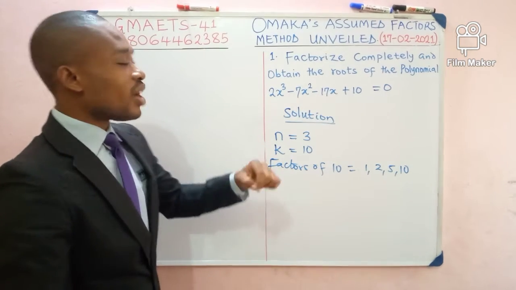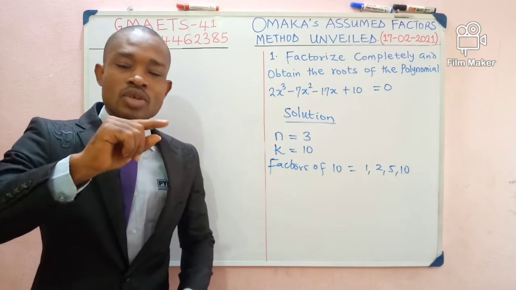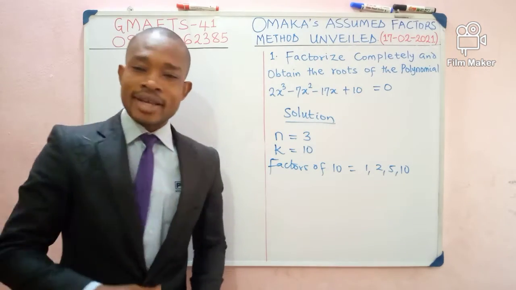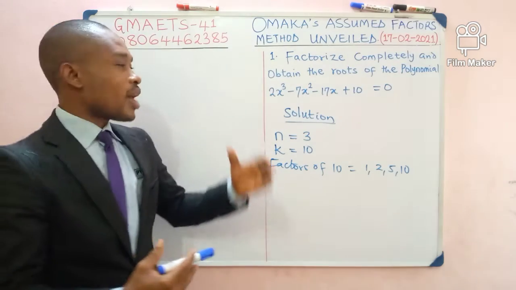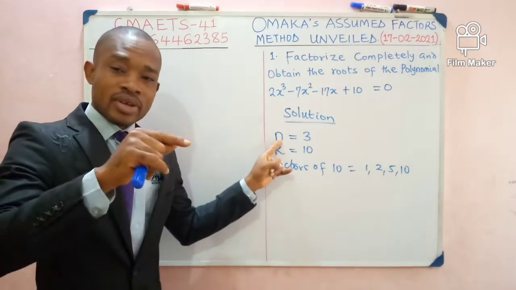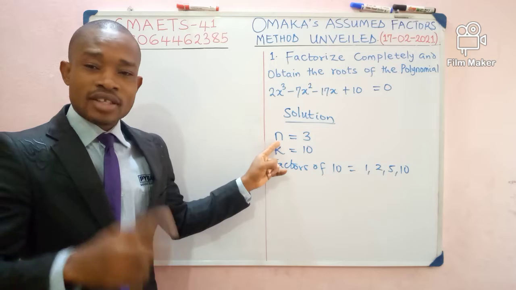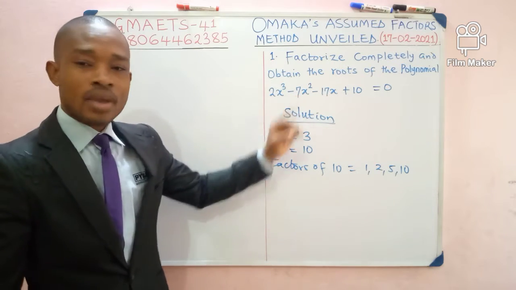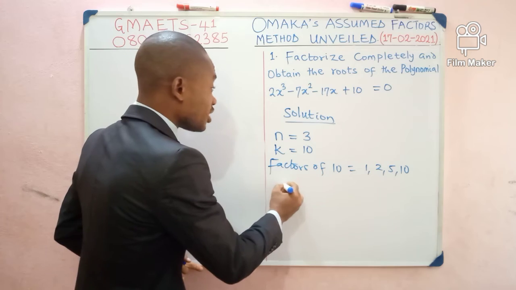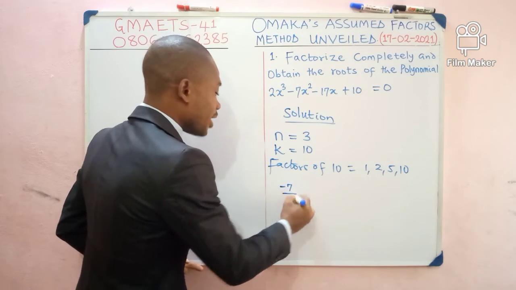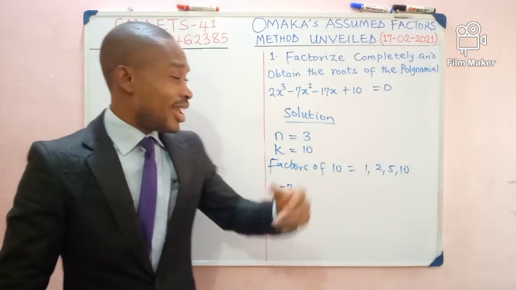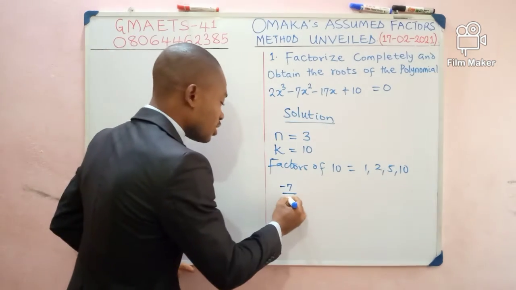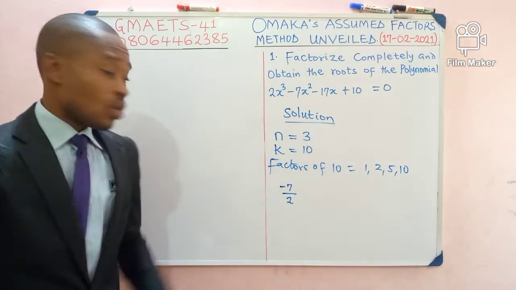We are going to divide the coefficient of x^(n-1) by the coefficient of x^n. What is our x^(n-1) here? Remember that n is 3. So if you do 3 minus 1, what will you get? 2. So we are talking about the coefficient of x^2, which happens to be -7. We are going to divide -7 by the coefficient of x^n, which happens to be 2 here, because n is 3. So if you divide -7 by 2, we have this.